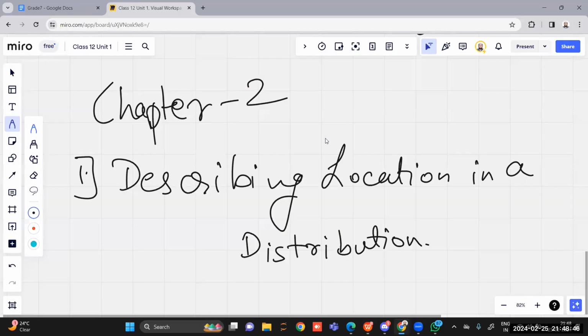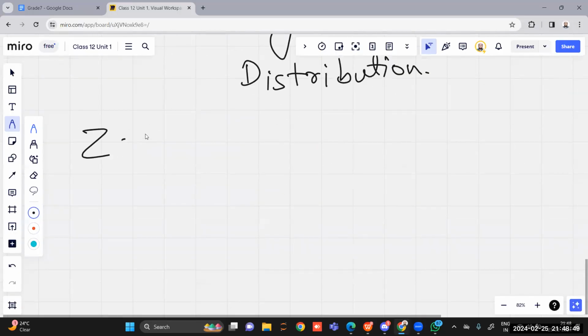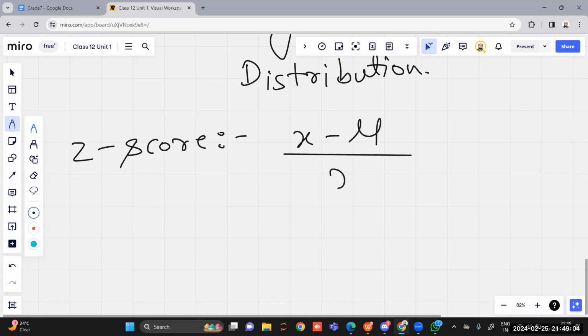I'll explain one thing about Z score here, as it has come up. Z score is x minus mu upon sigma. Yes or no?